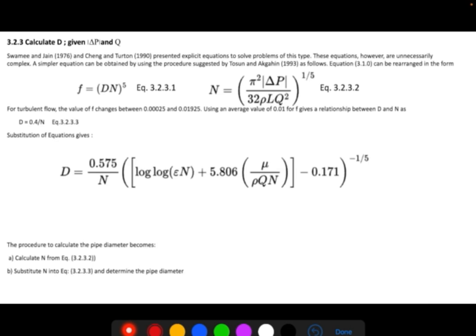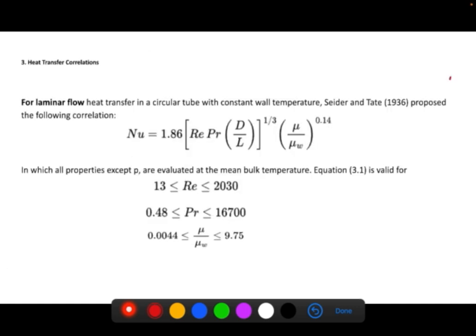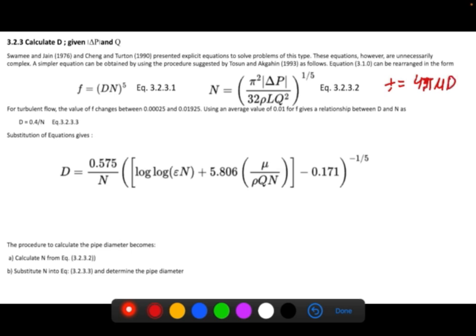This is as follows. The equation 3.1, which was the friction factor equation, given as F equals 4 pi mu D by rho Q, is rewritten as F equals D N to the whole power 5, in which N is pi square into delta P upon 32 rho L Q square, whole to the power 1 by 5.